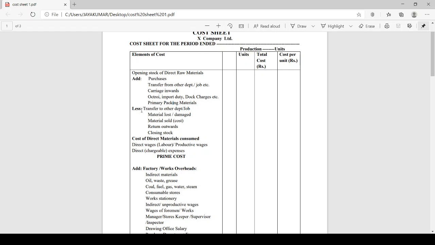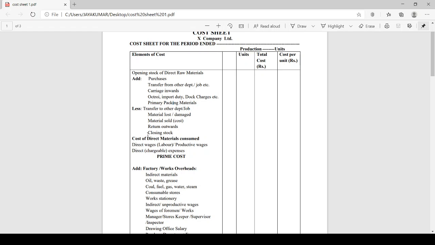Then less, we'll have to deduct transfer to other department. If you are transferring the materials to other department, then we will not be using it, isn't it? To that extent, the materials will be reduced. Materials lost or damaged. If materials are damaged, then we will not be able to use it. So to that extent, again, the materials are reduced. Materials sold. If you are planning to sell the materials, we won't be using it for our purpose. Returns outwards means the purchase returns. If you are returning to the supplier, maybe because of a lack of quality or any other matter, the material will not be used.